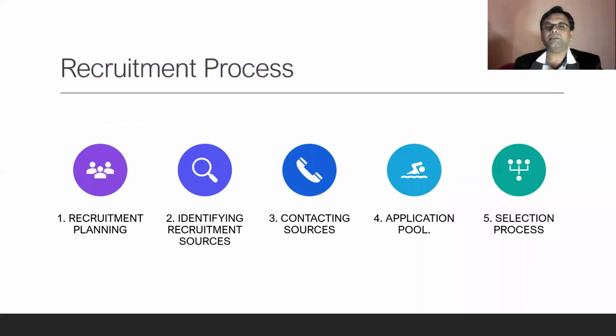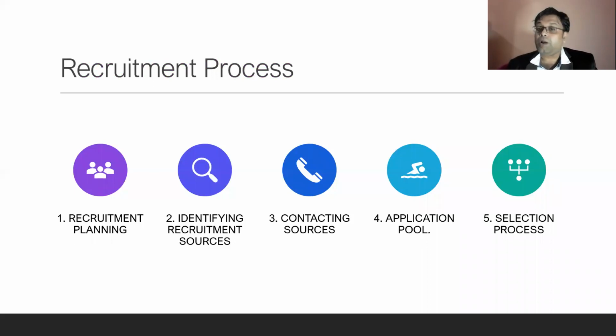Now we'll be discussing the recruitment process. Simple process. In recruitment, we need to plan how many people are required. That is the recruitment plan, right? Then identification of the sources. We have already discussed different internal sources and external sources, so we will identify which sources we are going to utilize. Next one is contacting the sources. We need to contact them.